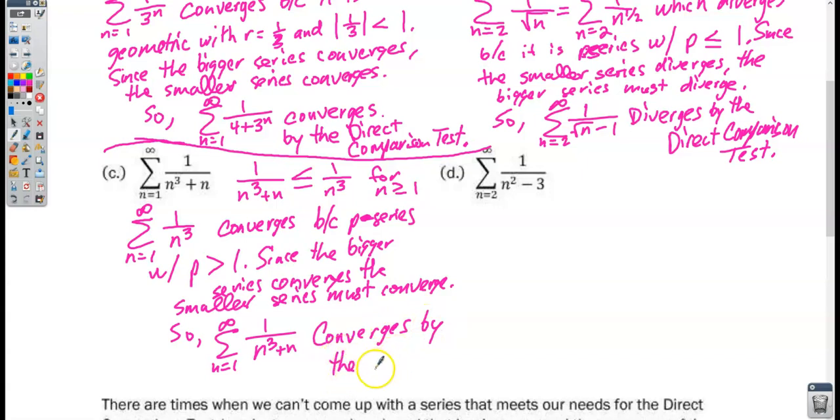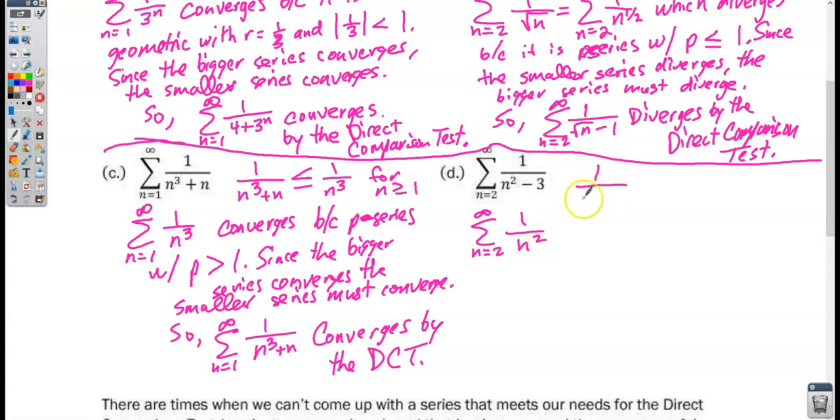And here I'm going to use the abbreviation for the first time: DCT, the direct comparison test. You can use DCT, or you can spell it out as the direct comparison test. All right, last example here. The sum from 2 to infinity of 1 over n squared minus 3. This looks very much like the sum from 2 to infinity of 1 over n squared. And so we'll compare these two, 1 over n squared minus 3 and 1 over n squared. Smaller denominator, bigger fraction. That's for n greater than or equal to 2.